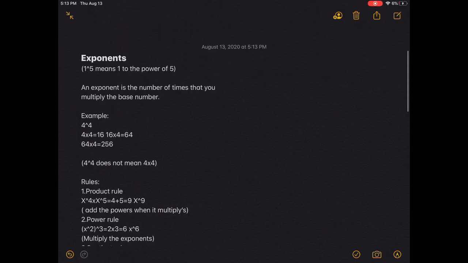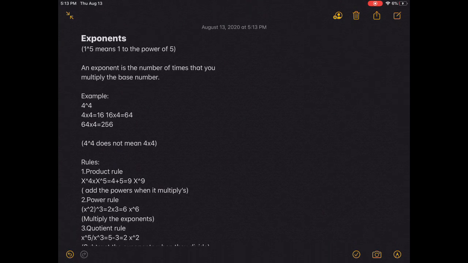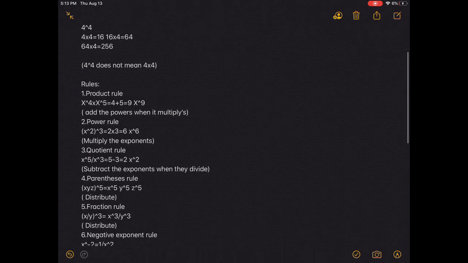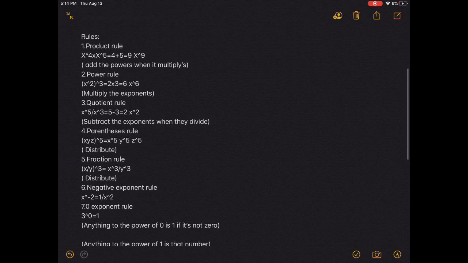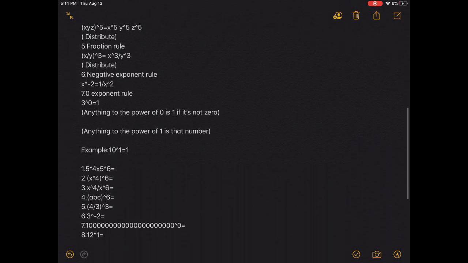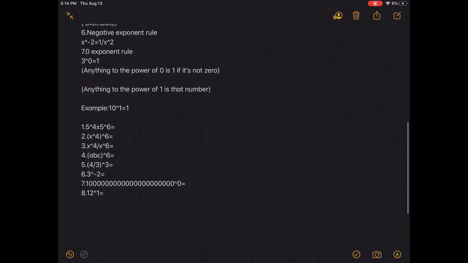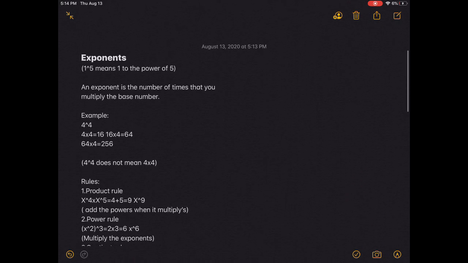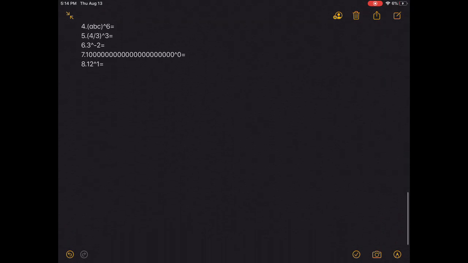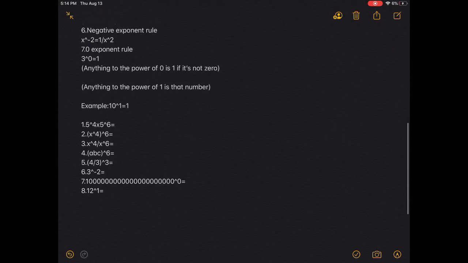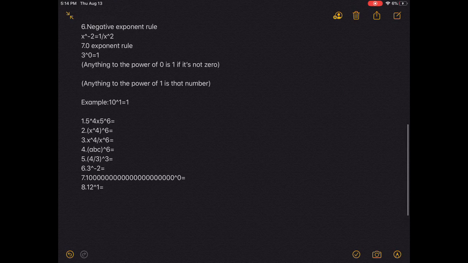So I'd encourage you to read the stuff above first, take a screenshot or pause the video, because we're going to be hopping right into the practice problems. So you can pause the video and do the practice problems yourself, and then we'll go over them.